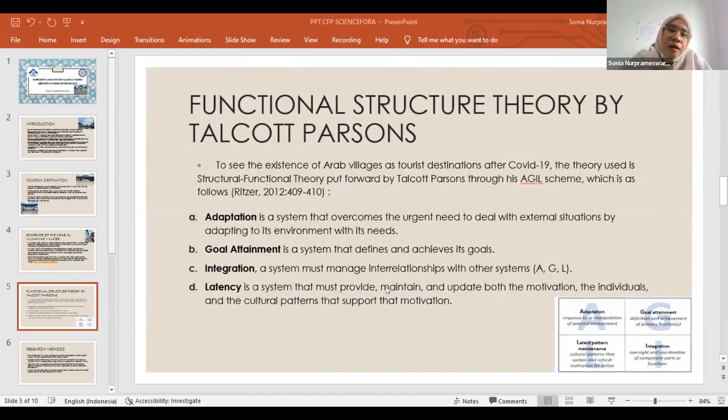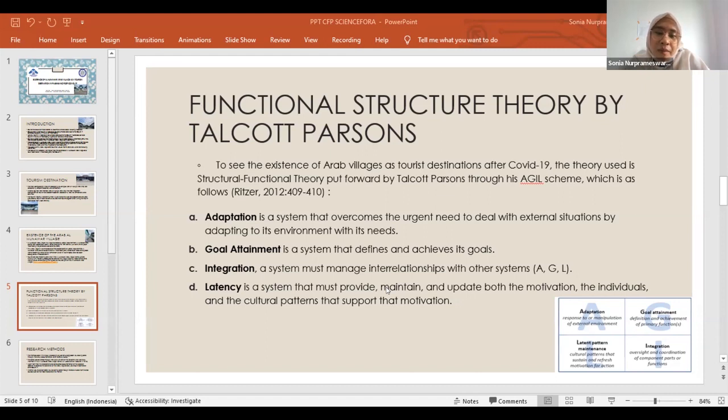Okay, the theory of this article is structural functional theory by Talcott Parsons. There are four, AGIL: adaptation, goal attainment, integration, and latency. First, adaptation is a system that overcomes the urgent need to deal with external situations by adapting to its environment with its needs. Goal attainment is a system that defines and achieves its goals.